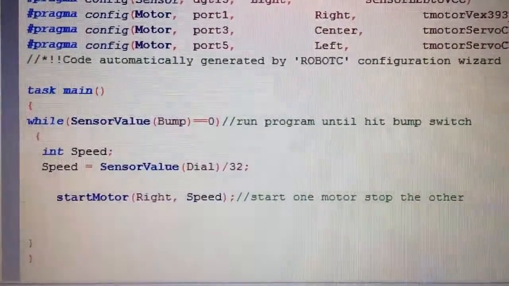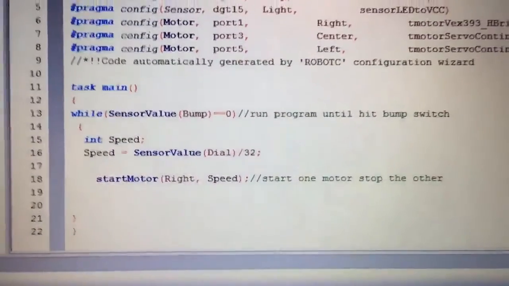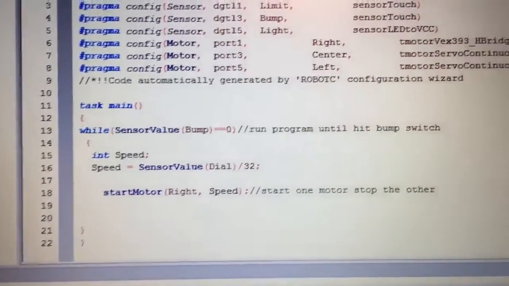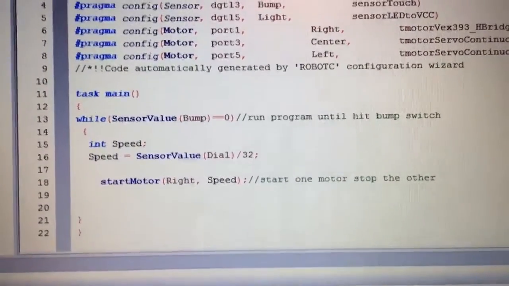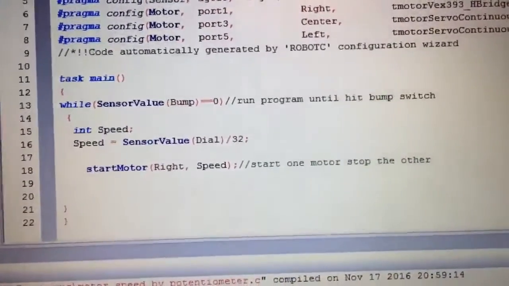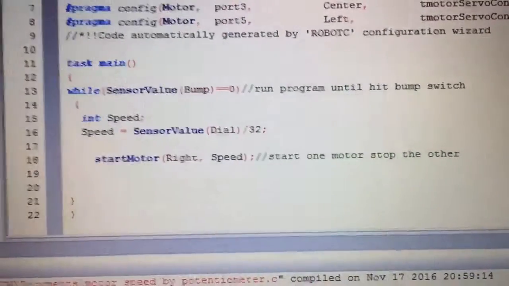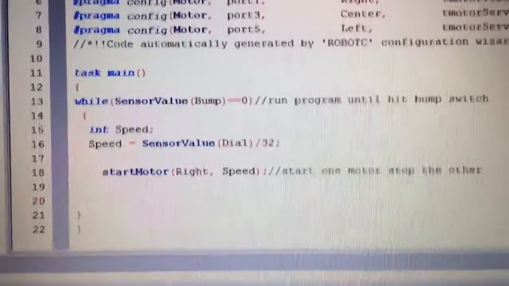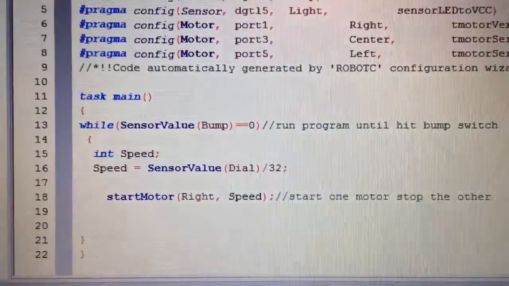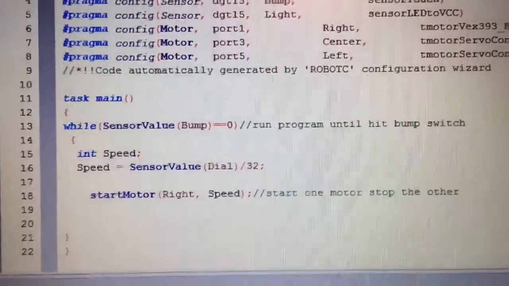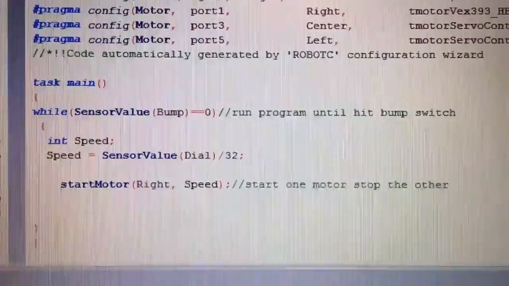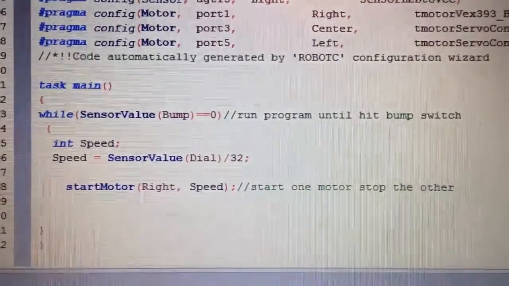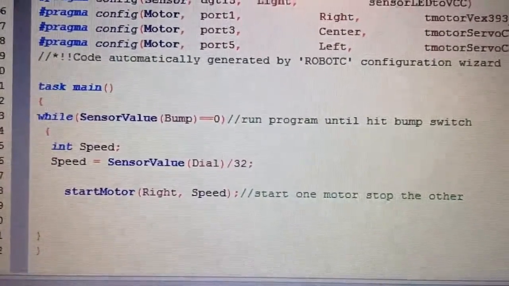divided by 32. The reason I divided by 32 is because the potentiometer has values up to like 4,000, and the motor only has values up to 127. So do the math, and it's about a factor of 32. So start the and then it says start the right motor and make it the speed that I called speed.